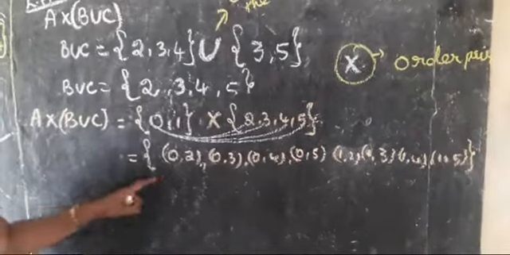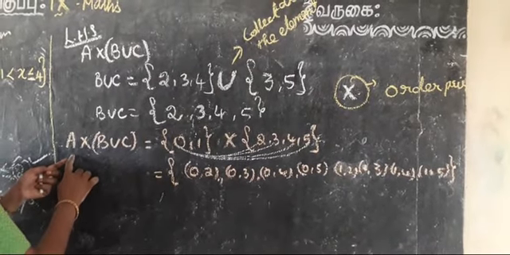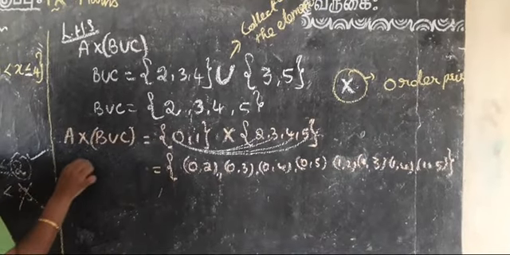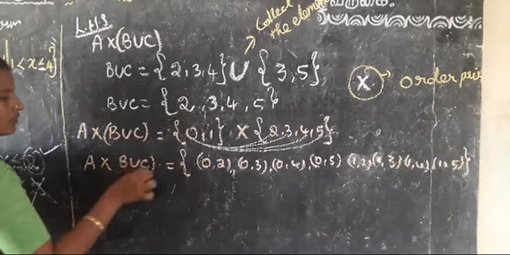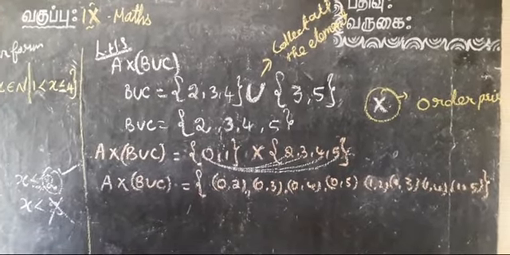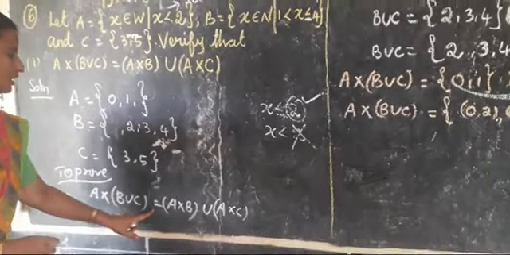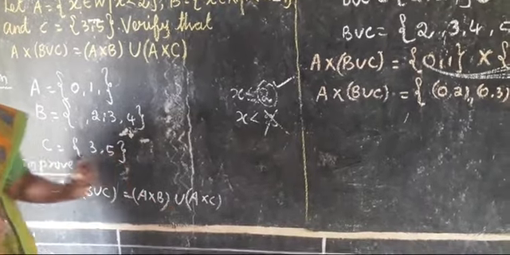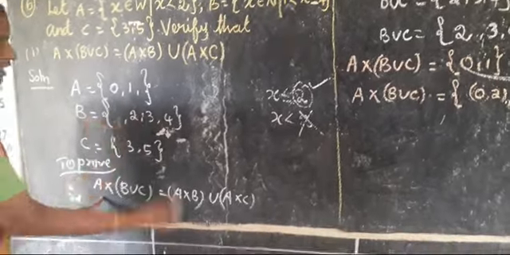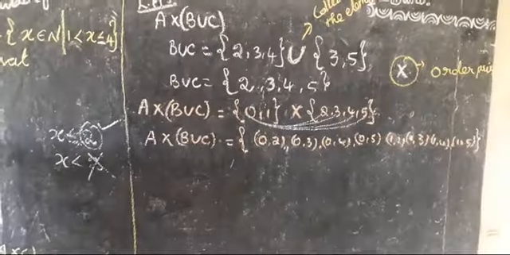This method is ordered pairs. Okay. Finally, we write A cross B union C. We have found A cross B union C. Next, what is our aim? The aim is A cross B union C is equal to A cross B union A cross C. Now we have found the left hand side alone. And then next, to prove the right hand side. Okay. What is the right hand side?